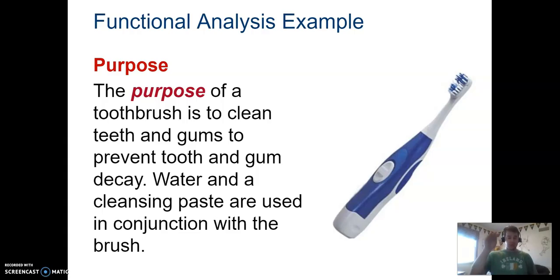So that first thing that we want to do as part of the functional analysis is to look at the purpose. Well, what does a toothbrush do? It cleans teeth, it cleans gums for the sake of health, to prevent tooth and gum decay. Now, we know water has to be used and some kind of paste has to be used as well. That's part of it, but the purpose itself is to clean teeth.